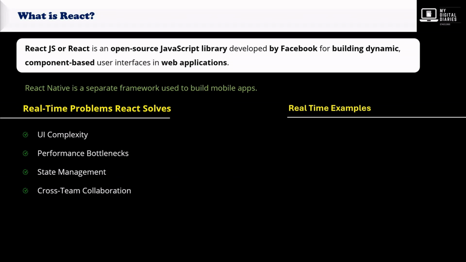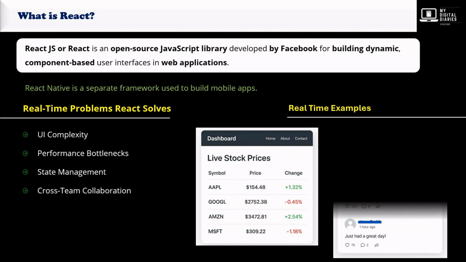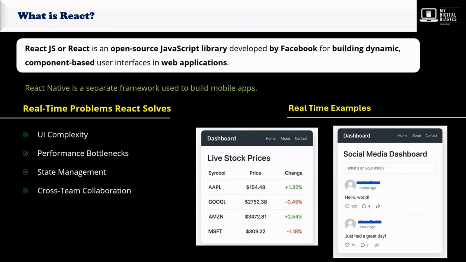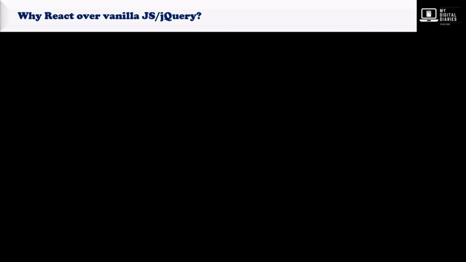If you talk about real-time examples, examples like a live stock website where live stock prices are shown on dashboards, or a social media dashboard where data is updating continuously, that is the best use case for React. So now let's understand why React is preferred over Vanilla JavaScript or jQuery.